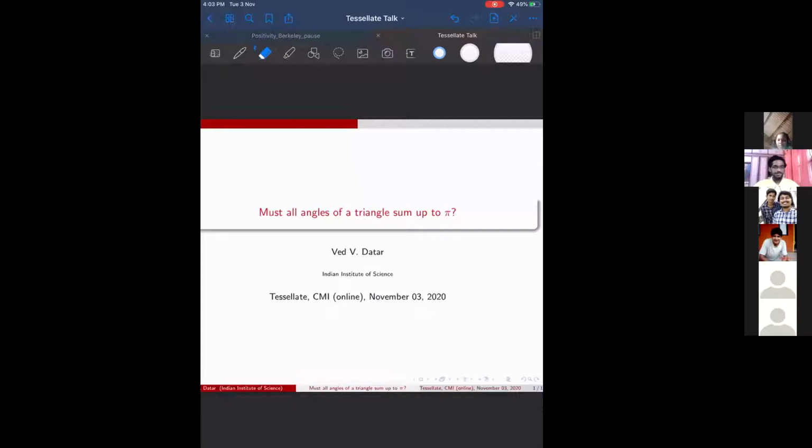Thanks for the introduction, and I would like to thank the organizers for this opportunity. So as was mentioned, I'll talk about this very basic sum angle property that we learn about in high school. I think in my time, not that I'm that old, but in our time, this used to be taught, I think, in the 8th standard.